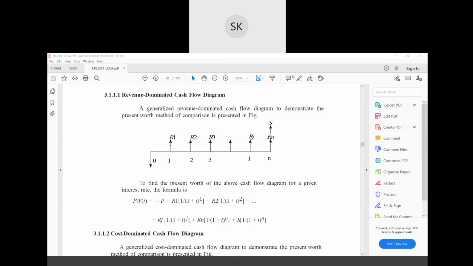So this is basically your revenue dominated diagram. The revenues are all on the positive side. A generalized revenue dominated cash flow diagram to demonstrate the present worth method of comparison is presented in the following. So these are all revenues R1, R2, R3. This is the revenue in the first year, second year, third year, and so on.